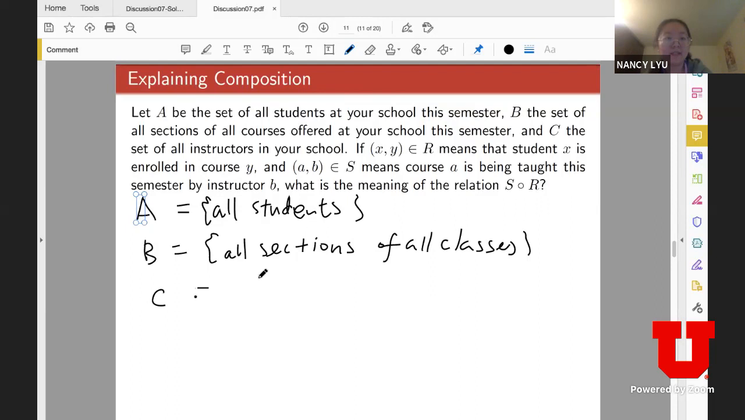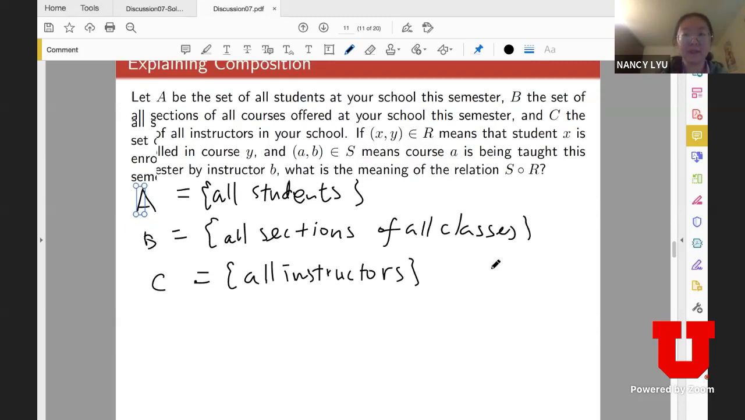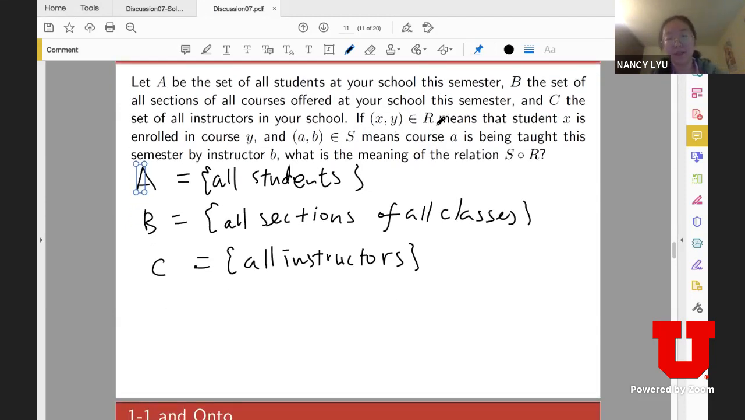And C is the set of all instructors. If (X, Y) belongs to R, it means that student X is enrolled in course Y, and (A, B) belongs to S means the course A is being taught this semester by instructor B. So what is the meaning of the relation S composition R?